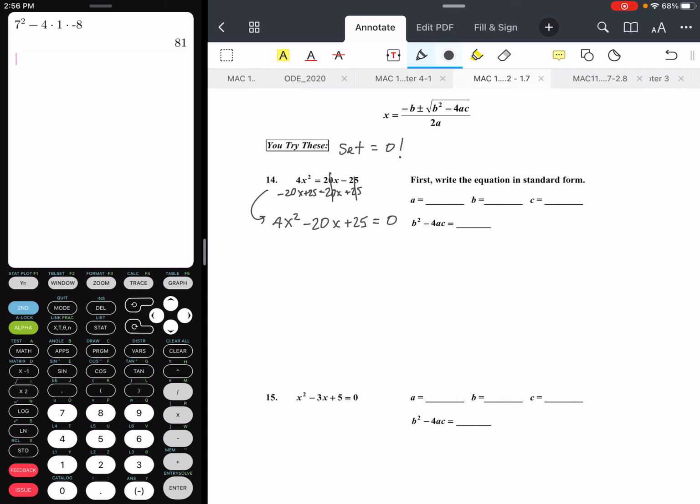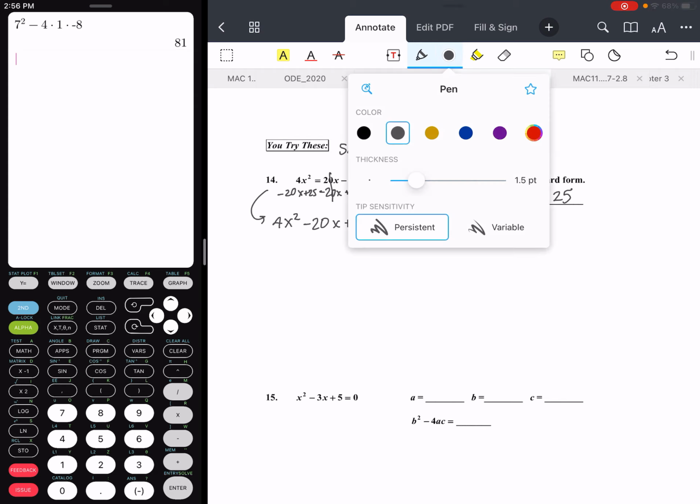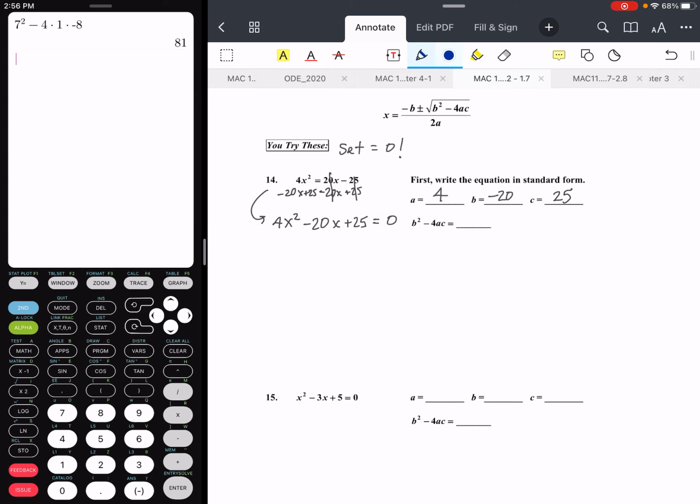So now I'm going to go ahead and pull out my a, b, and c. A equals 4, b equals negative 20, and c equals positive 25. And if you went the opposite route and subtracted 4x squared from both sides, you would have a equals negative 4, b equals positive 20, c equals negative 25. You should still come out with the same answer.